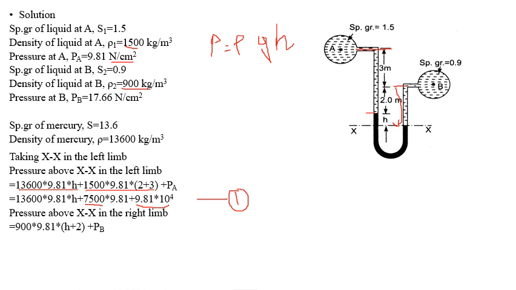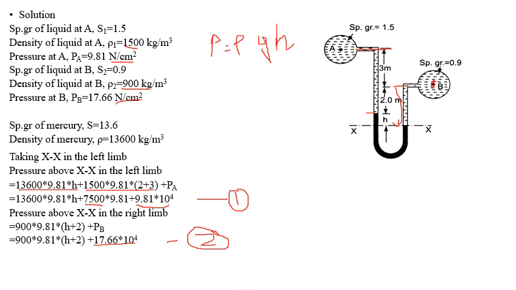So now the expression becomes 900 multiplied with the 9.81, the total height taken as h plus 2, plus the pressure at point B here. The pressure at point B is given in the data, that is P of B. The P of B is equal to 17.66, that is initially available once again in Newton per centimeter square. So convert that into Newton per meter square by multiplying with 10 to the power 4. So this one is expression number 2.